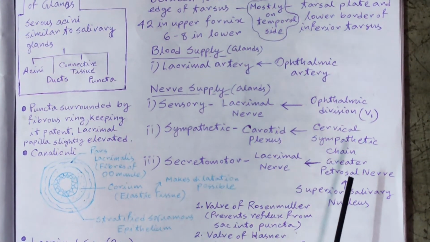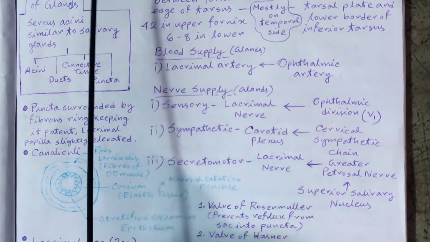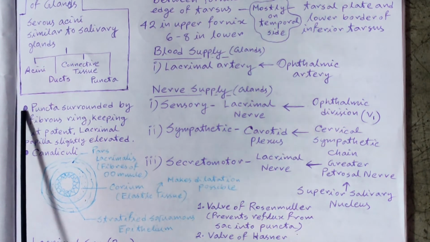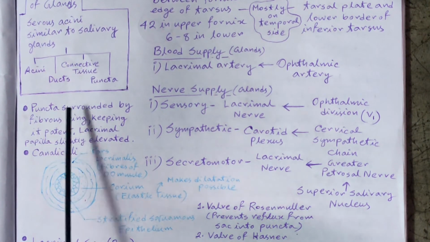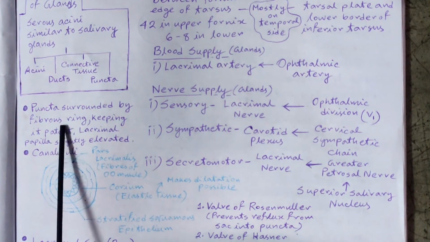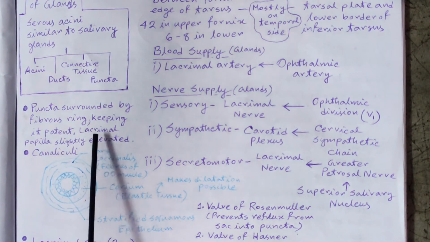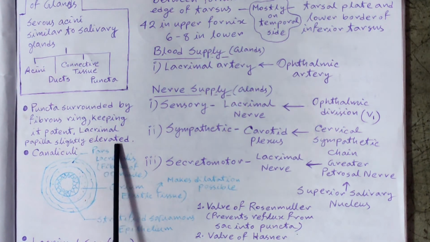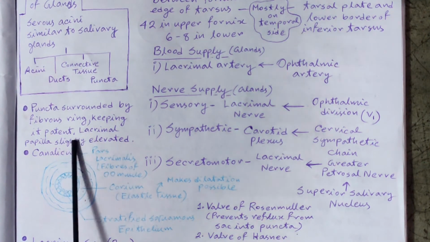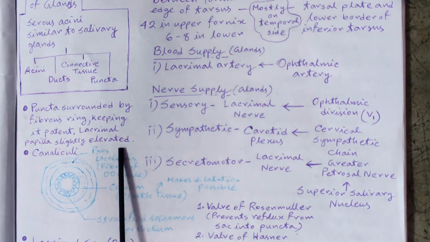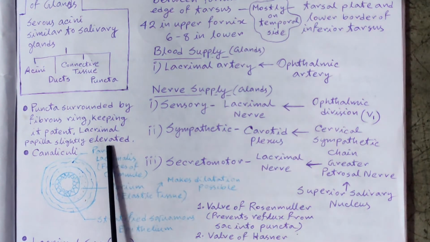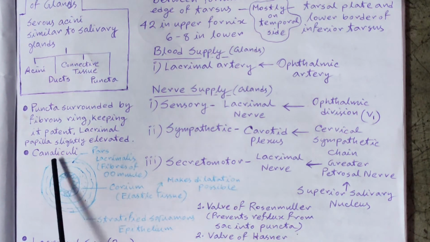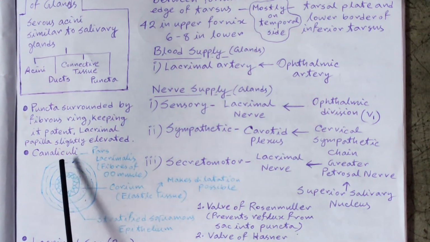Okay, now let's go to the drainage portion. The drainage portion consists of the puncta, upper and lower, which are surrounded by a fibrous ring which keeps them patent. The lacrimal papilla is a slight elevation which keeps the puncta elevated. It may be largely elevated in elderly persons. There are two lacrimal canaliculi, one upper and one lower.